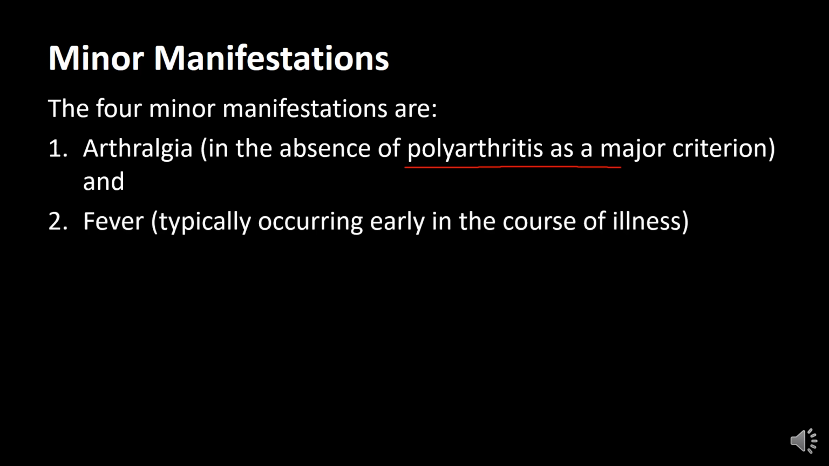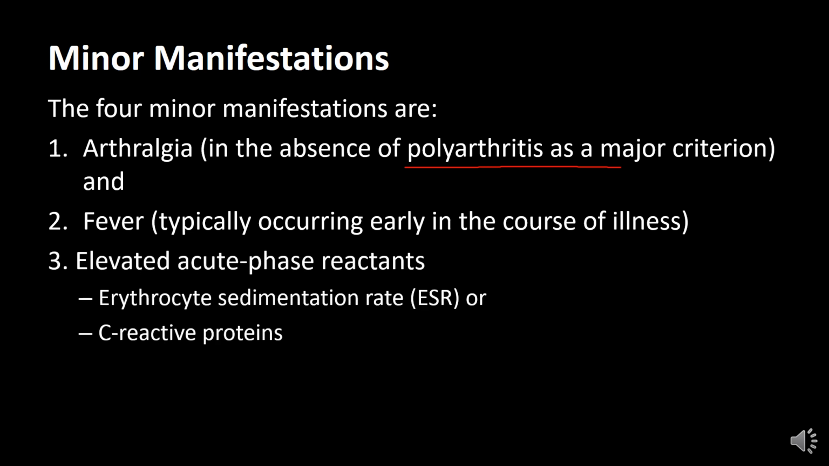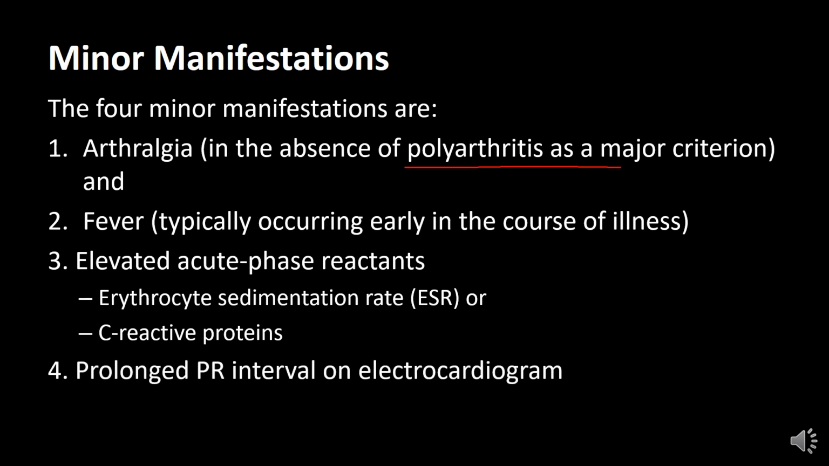Number 2 is fever. And fever will usually be present, especially in the early course of the illness. Number 3, we have elevated markers of inflammation, acute phase reactants. So you will usually need to do an ESR or C-reactive proteins. These are just markers of inflammation and they will usually be raised. That is number 3. And then number 4, we have a prolonged PR interval on ECG. These are the 4 minor criteria.